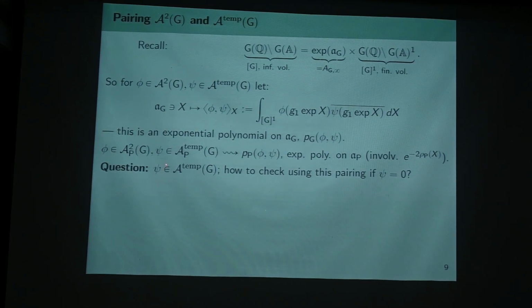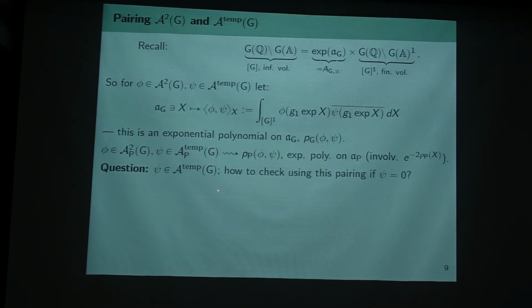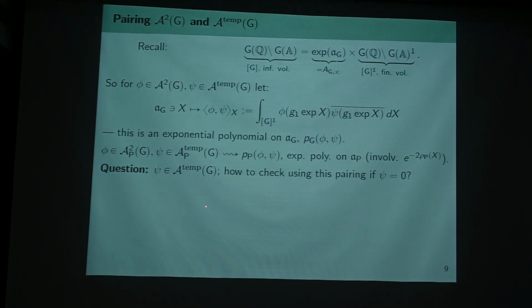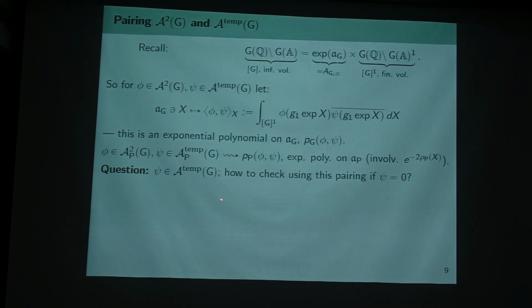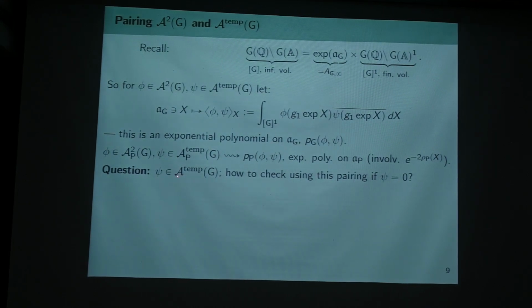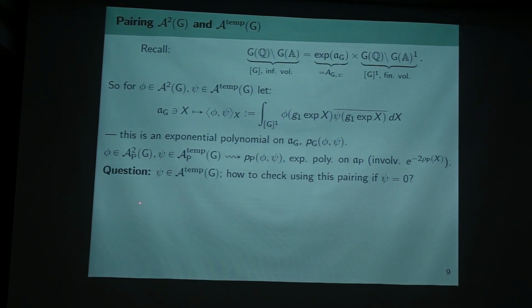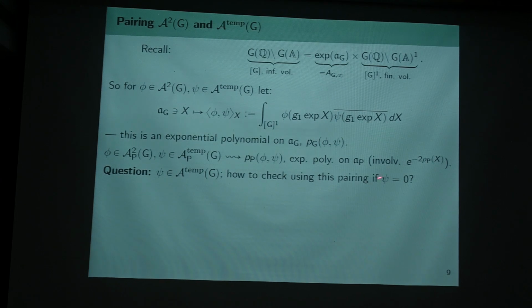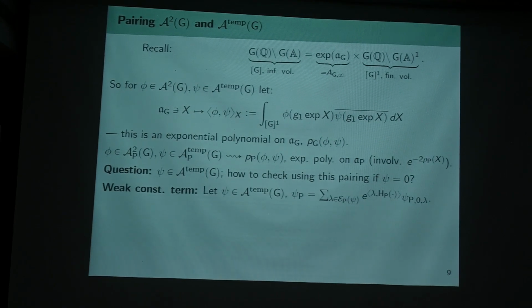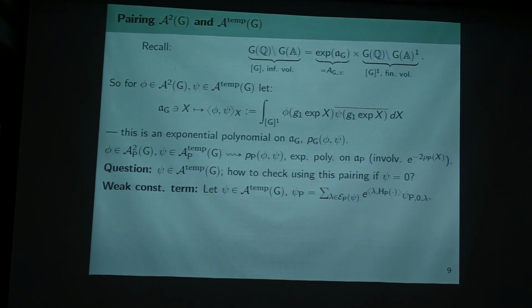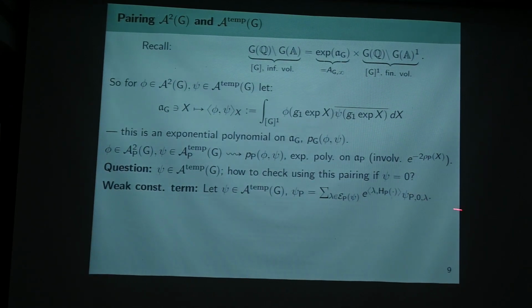Now you start with psi in A_temp of G, right? We said that you will have a tempered automorphic form with some properties if the image of the isometry was not L2 of G. Now, how can you force that tempered automorphic form to be 0? Because that theorem gave you a non-zero tempered automorphic form. So, to get a contradiction, you want to say that psi is equal to 0 using this sort of a pairing. For that, I need to introduce a notion very related to the constant term, called the weak constant term.